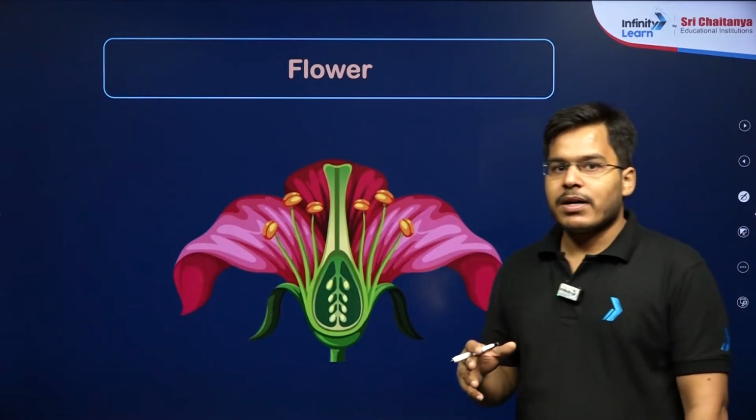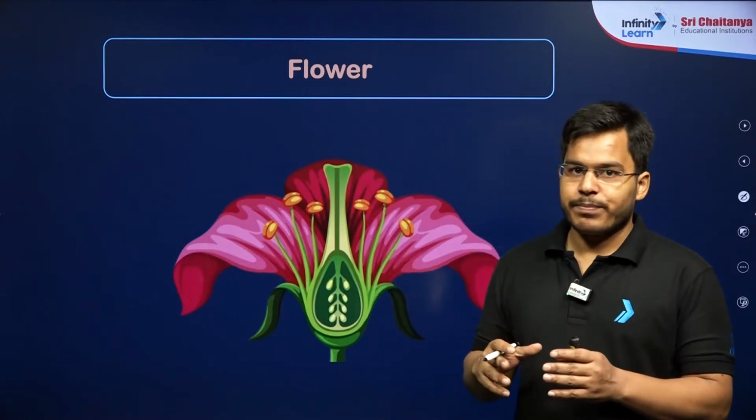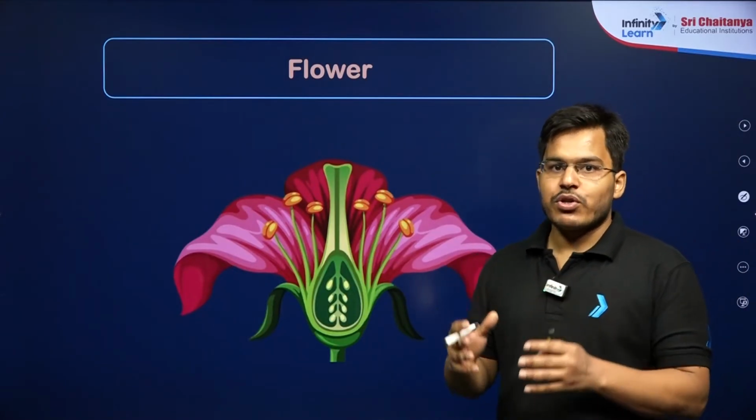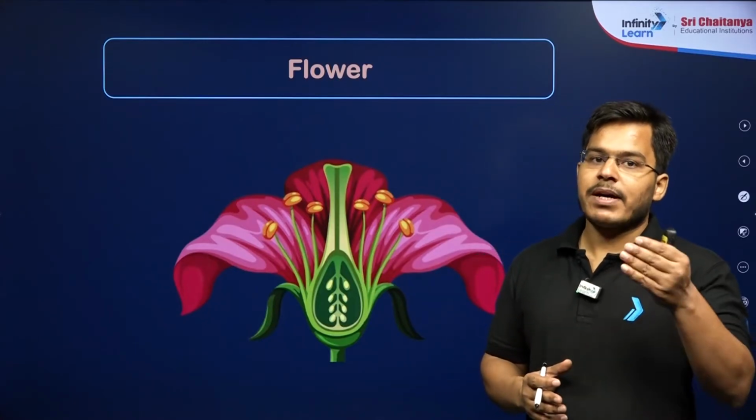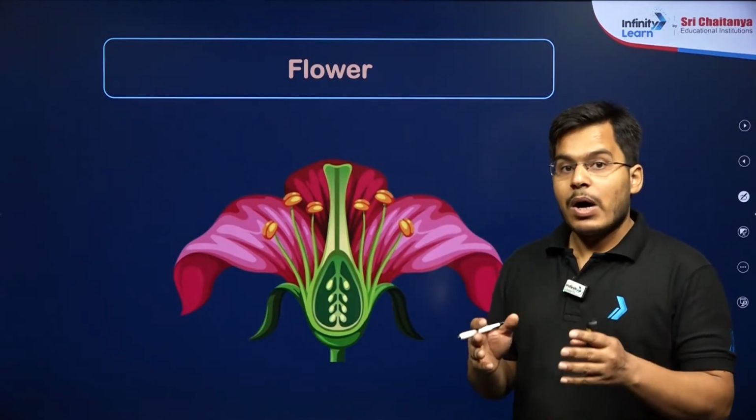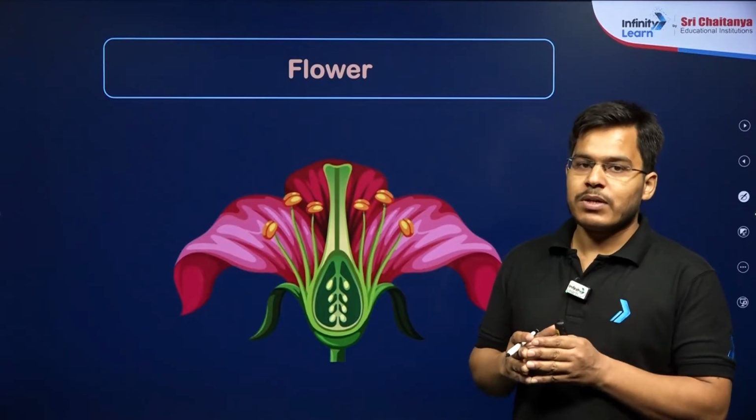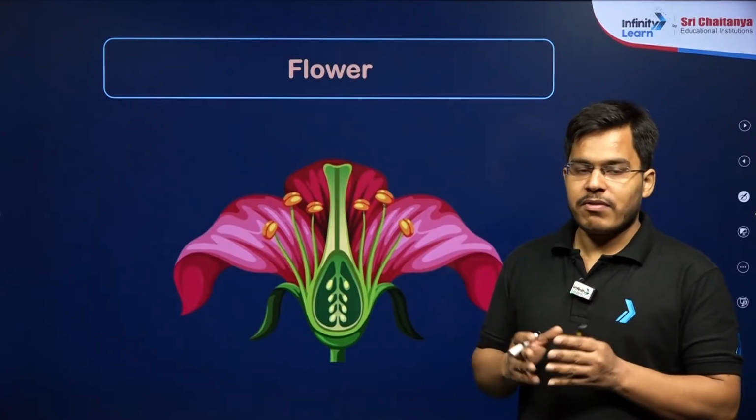In flowering plants, those plants that have flowers, the formation of seed happens by the process of double fertilization. Now how it happens is what we will be understanding in today's topic.